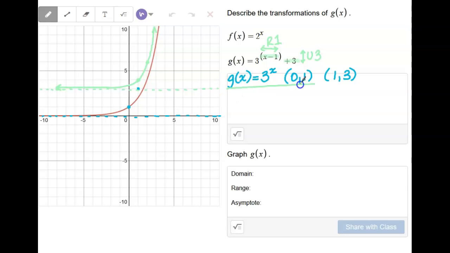Okay, so this is the parent of this right here. So if we know what this one looks like, we can use it to help us figure out what this one is going to look like. Okay, and again, we have our domain, which is negative infinity to positive infinity. We have our asymptote, which now has shifted up 3. So instead of being at y equals 0, now we're at y equals 3. And remember, the 3 becomes the bottom part of our range. So from 3 to positive infinity is our range.